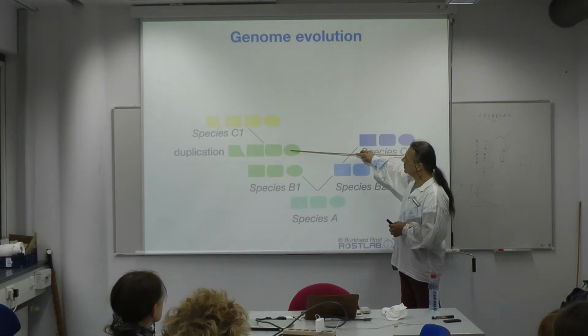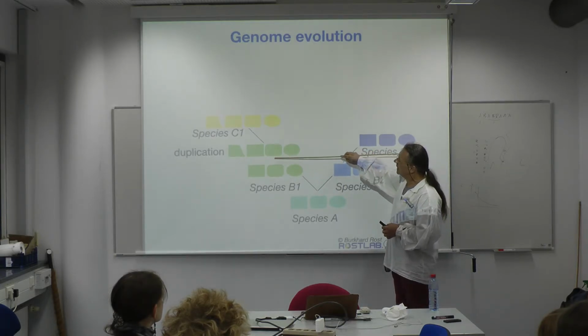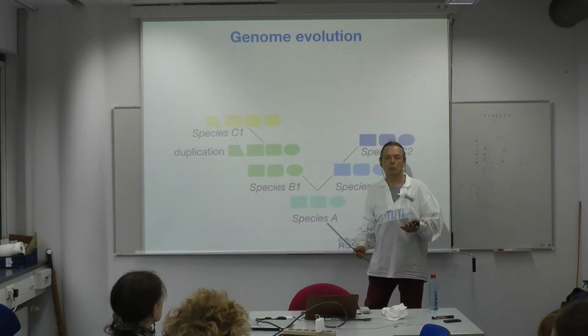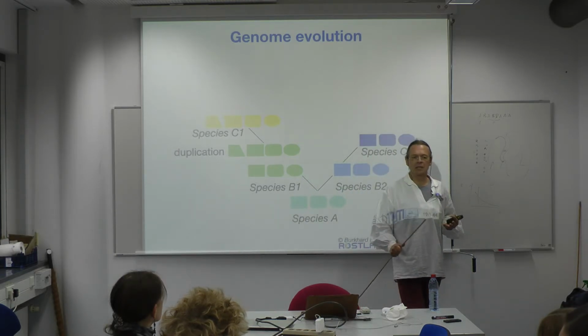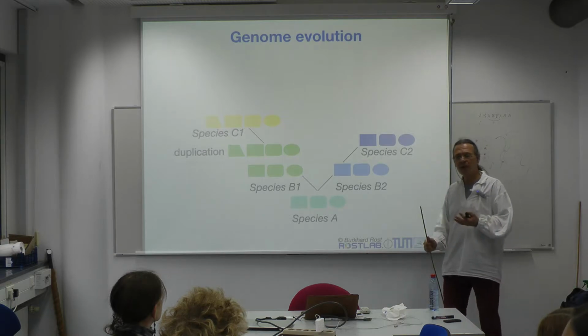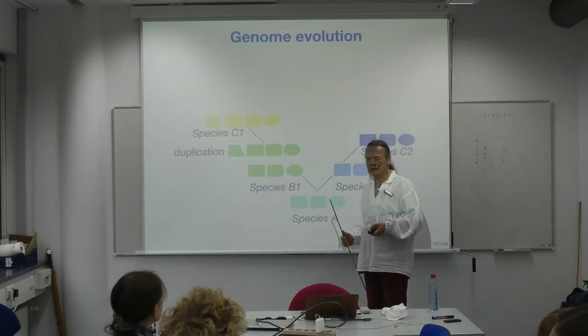And then here's some duplication event. In this duplication event, the idea is that we create something new, because the original 3 that we needed for some original function are already there. So we have the freedom by the duplication event to create something new.